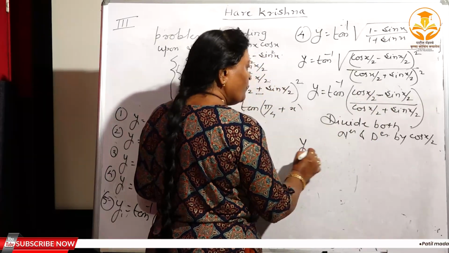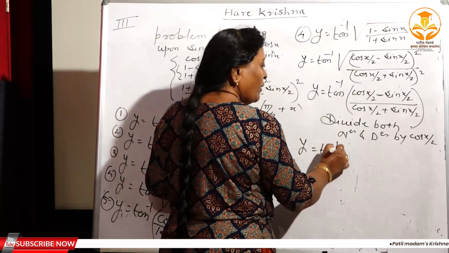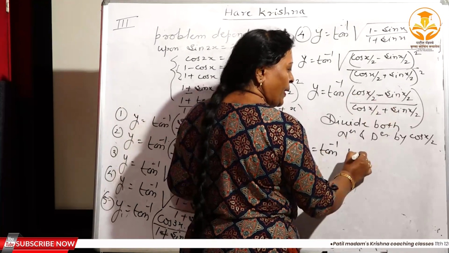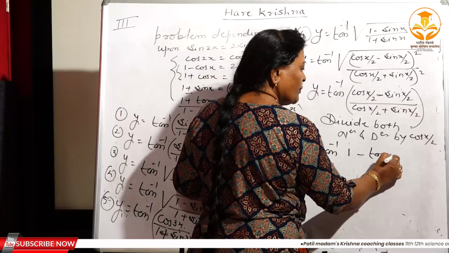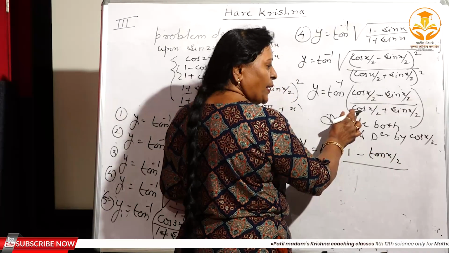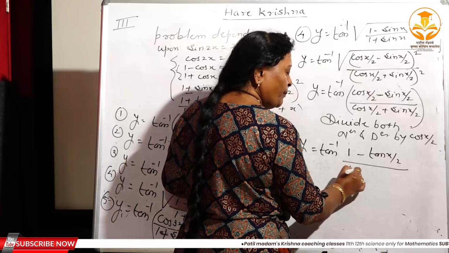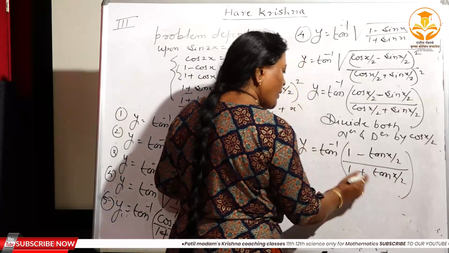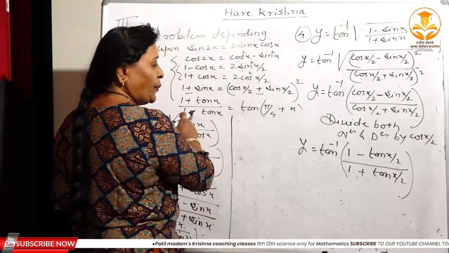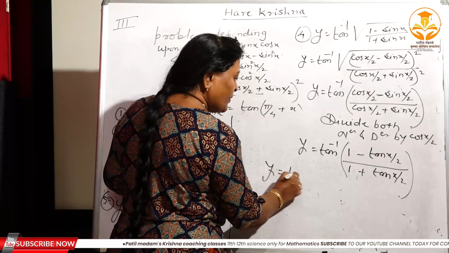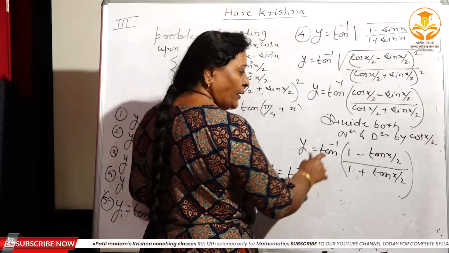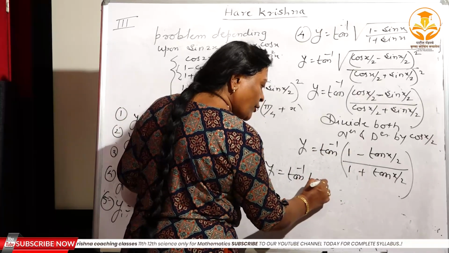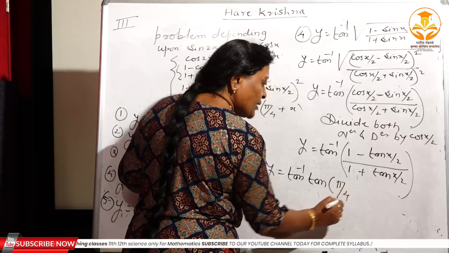See, y is equal to again tan inverse. When you divide it by cos x by 2, 1. Sin x by 2 divided by cos x by 2 gives tan x by 2. Here again, cos x by 2 divided by cos x by 2 is 1. And here again we have got tan x by 2. Again, I have already told you this formula, that is y is equal to tan inverse of 1 minus tan x by 2 over 1 plus tan x by 2. You can write this as tan of pi by 4, it is the compulsory term.